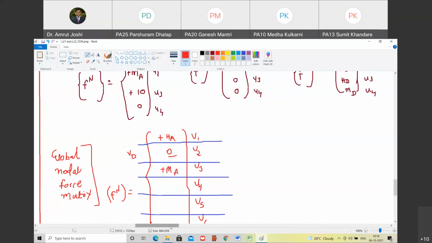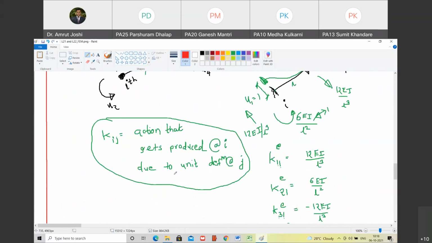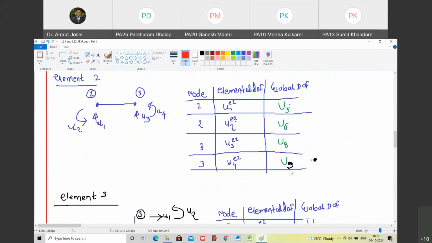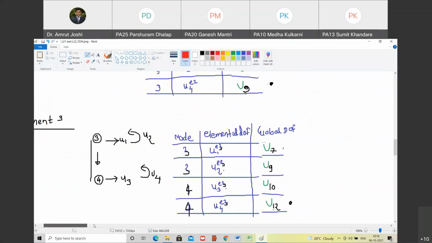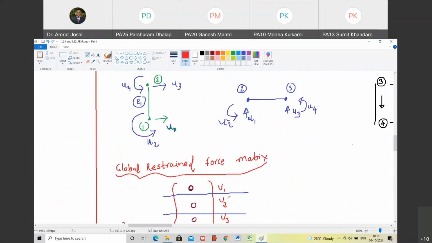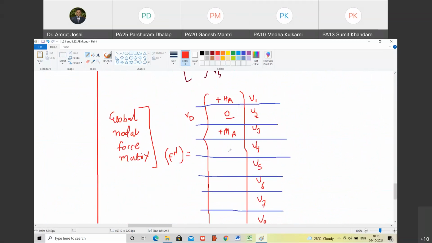Yes, sir. What about U4? U4 is a part of which element? First element. Third degree of freedom. So we are going to look at first element, third degree of freedom, nodal matrix. How much is that? Plus 10. Do you agree with me? What about U5?